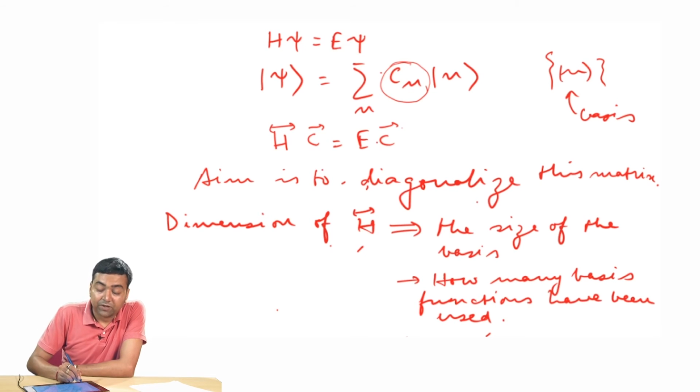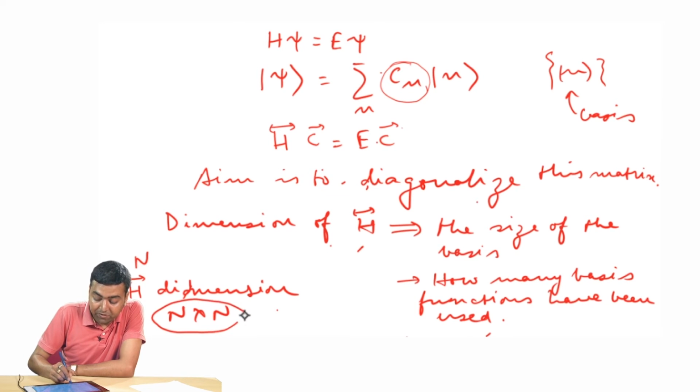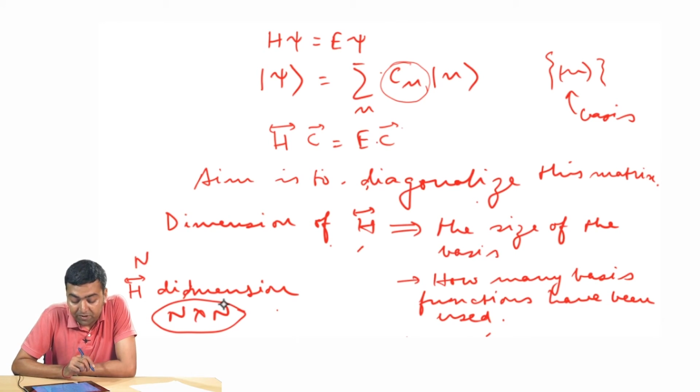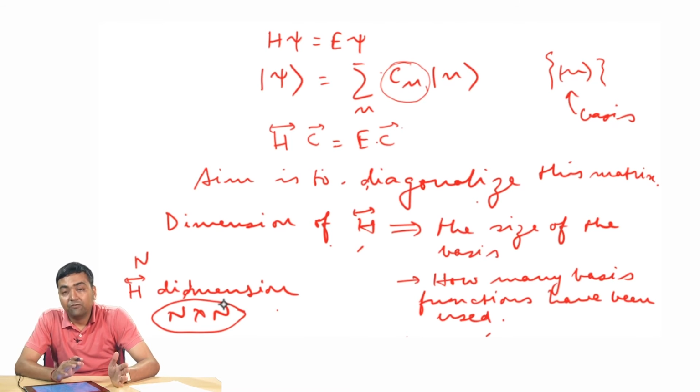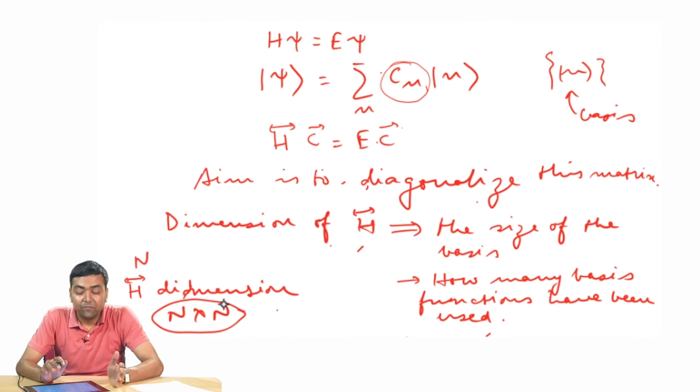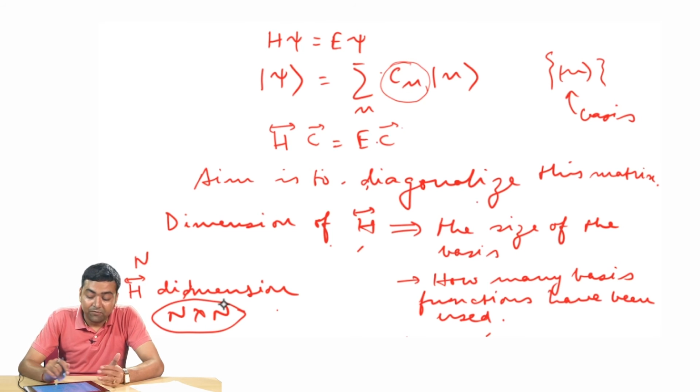Suppose I have used n basis functions, then my H has a dimension of n cross n. So, I need to diagonalize this n cross n matrix to find the energy eigenvalues and the coefficients. What we did is we converted our problem, the solution of a differential equation, into a linear algebra problem. One advantage is that we have very efficient matrix diagonalization subroutines, which can achieve that in a much quicker fashion.